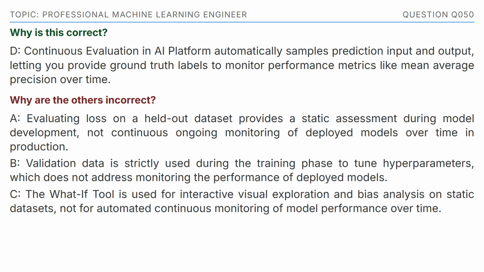B. Validation data is strictly used during the training phase to tune hyperparameters, which does not address monitoring the performance of deployed models. C. The what-if tool is used for interactive visual exploration and bias analysis on static datasets, not for automated continuous monitoring of model performance over time.